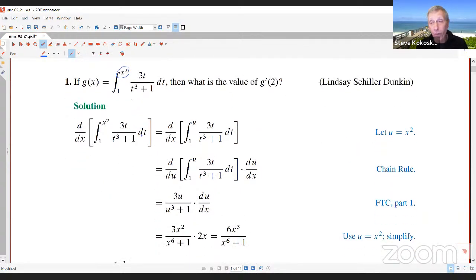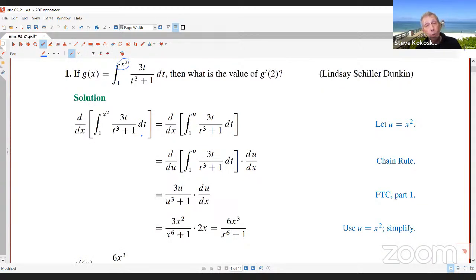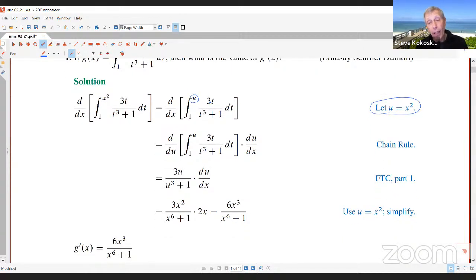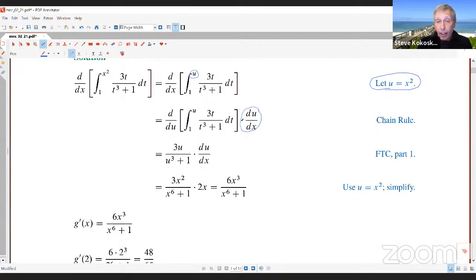I'm going to use the fundamental theorem of calculus, but I've got to use the chain rule here. So I'm going to start out by letting u be equal to x squared. I want to take the derivative with respect to x of this function with u as the upper bound, recognizing that u is a function of x, and applying the chain rule. I start at the outside and work my way in. I take the derivative with respect to u of the outer function and multiply by the derivative of u with respect to x.